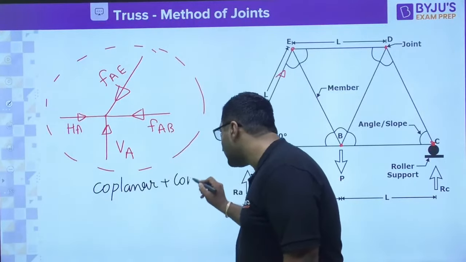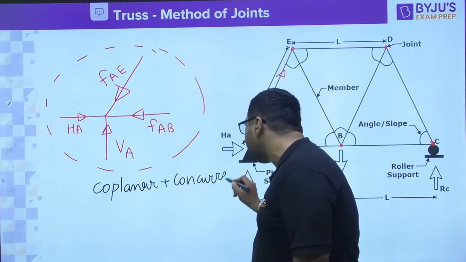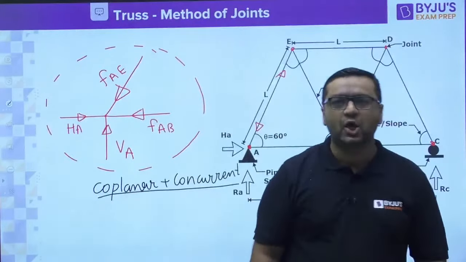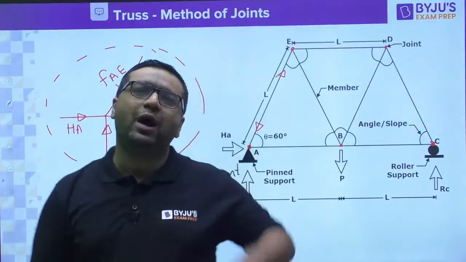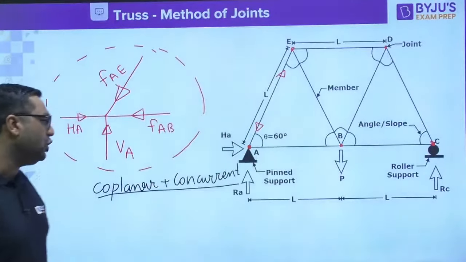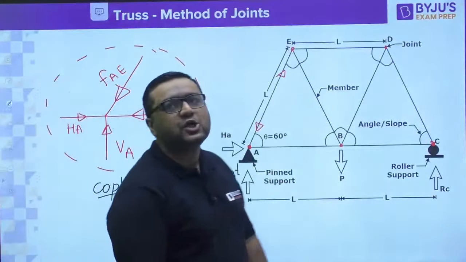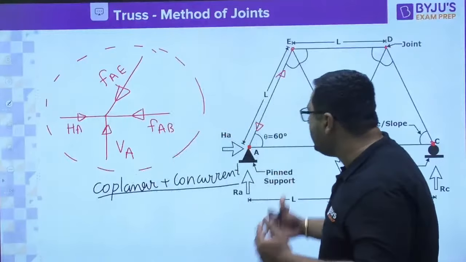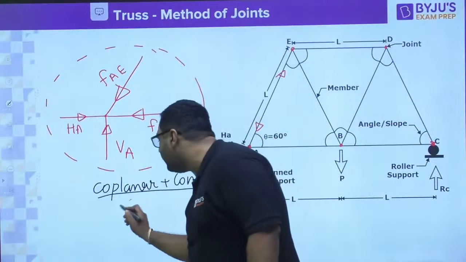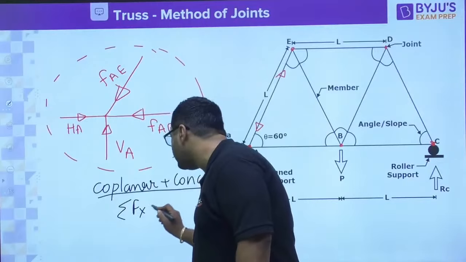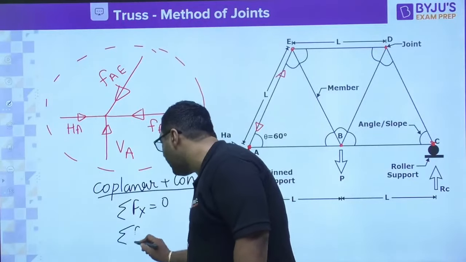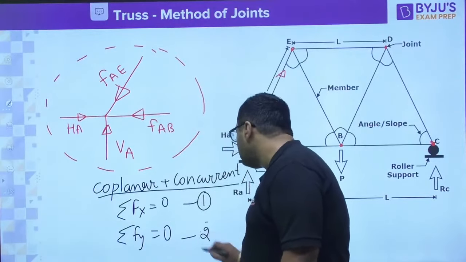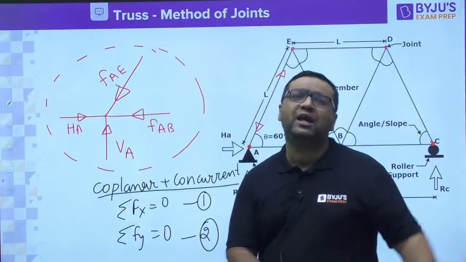In equilibrium, when I was teaching you, and don't worry if you have not attended my classes of equilibrium, I am going to teach equilibrium again after one or two topics. There I have taught that if all the forces are coplanar and concurrent, then there are two equilibrium equations, that is summation Fx = 0 and summation Fy = 0. These are two equations. Can you tell me from two equations how many unknowns you can find out?